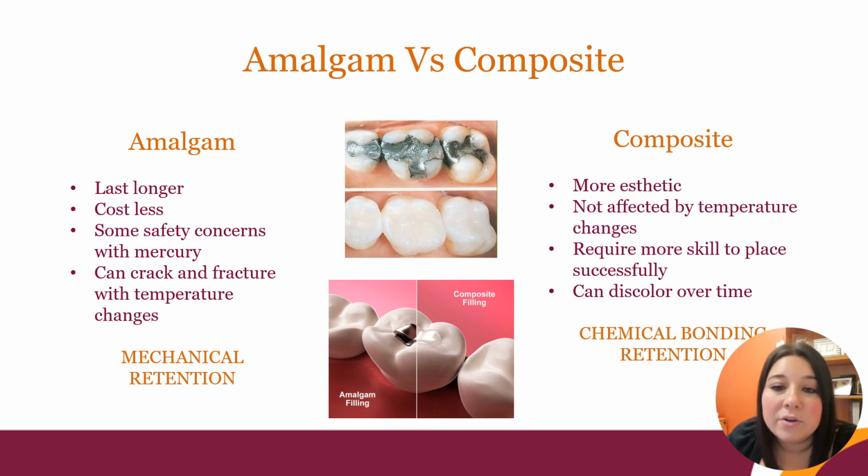Composite, on the other hand, is known to be more aesthetic. It is not affected by temperature changes. It does require more skill to place successfully, but it can discolor over time. It does not whiten either if you choose to do whitening procedures. Now, it is different from amalgam as well, in that it is chemically bonded into the teeth. So it is bonded, whereas amalgam is more so held in there with undercuts placed into the preparation.